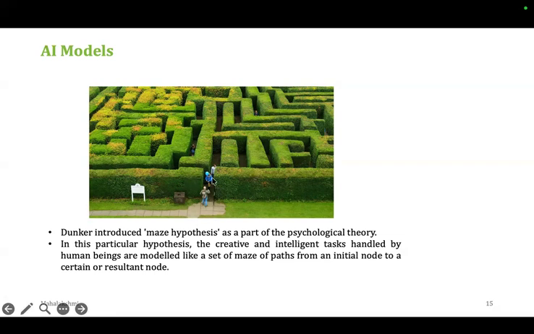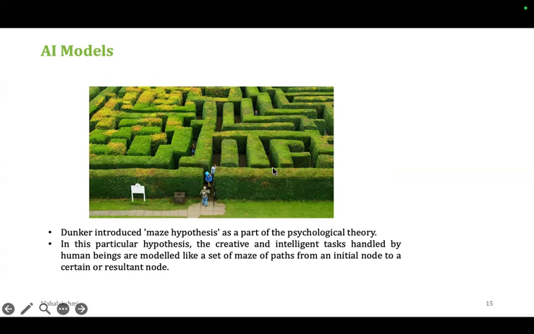So if you consider a maze, at the start we may enter, and we may not know where the receiving end is. We know only the entrance, and there are various paths available in order to reach the goal. Since there are multiple paths, we may end up going into multiple paths before reaching the goal.